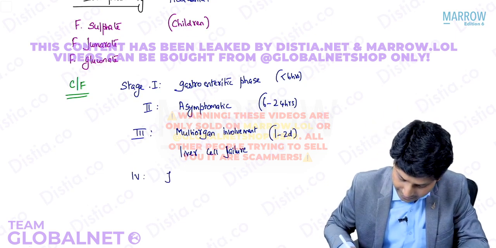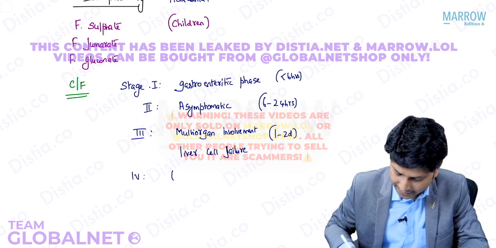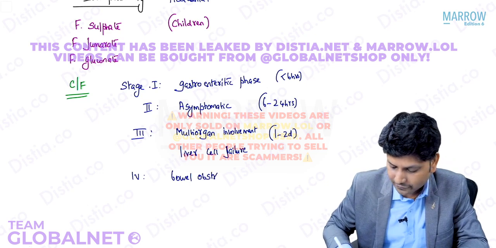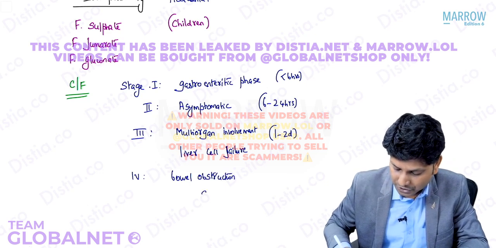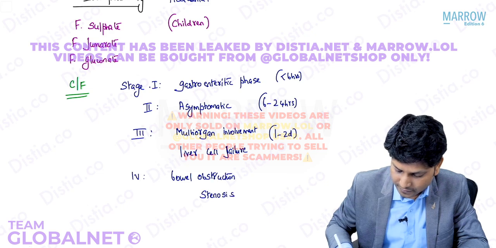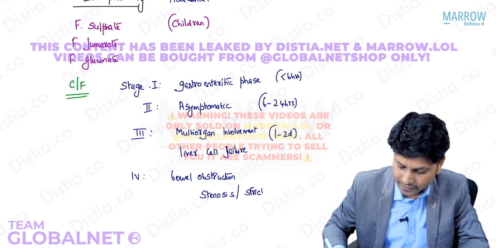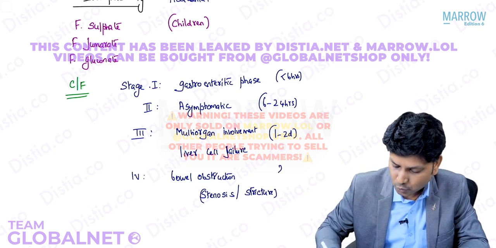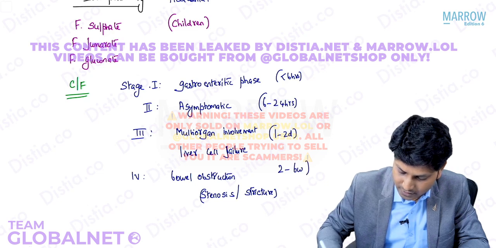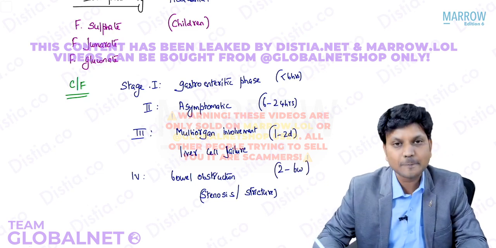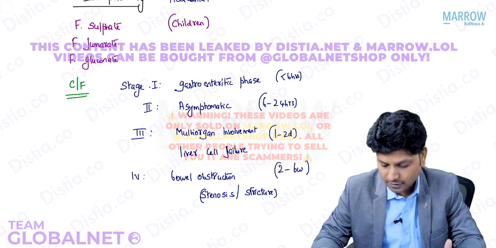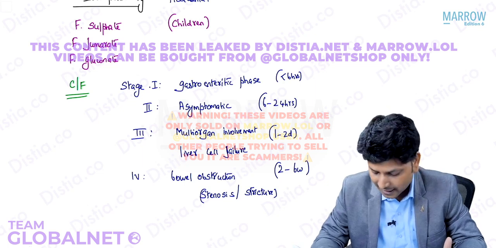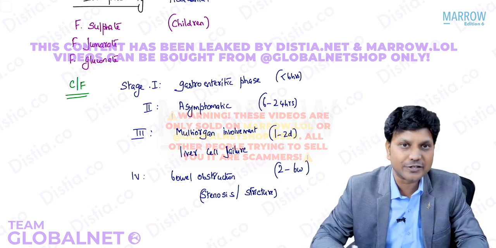fibrosis, stricture and stenosis. It is basically bowel obstruction. The patient presents with bowel obstruction features due to stenosis and strictures. It's the last phase, but this will take more than 2 weeks, 2 weeks to 6 weeks, before you can note this. So basically we have 4 stages: gastroenteritic, asymptomatic, multi-organ involvement, that is liver cell failure, and the last one is bowel obstruction, stenosis along with stricture.